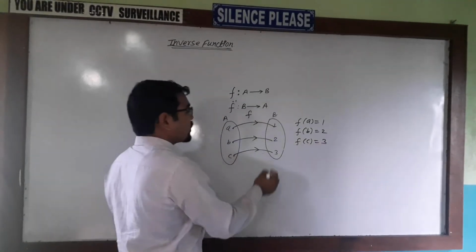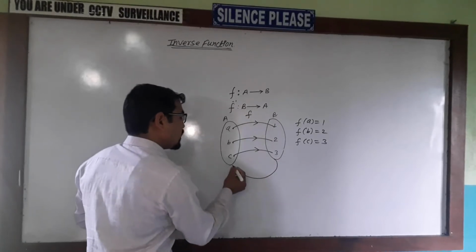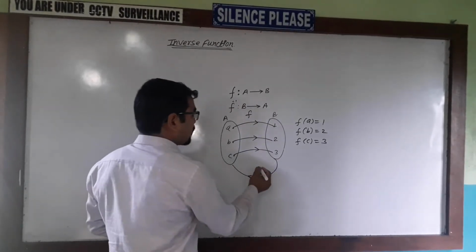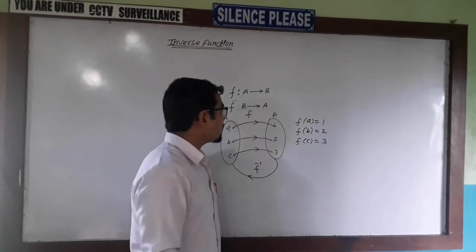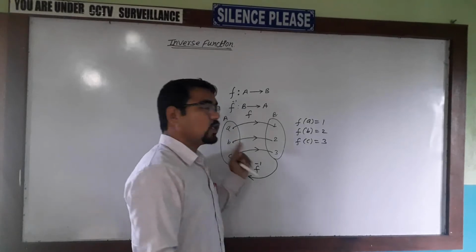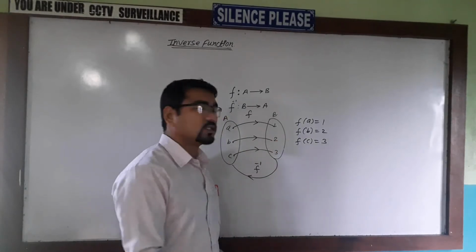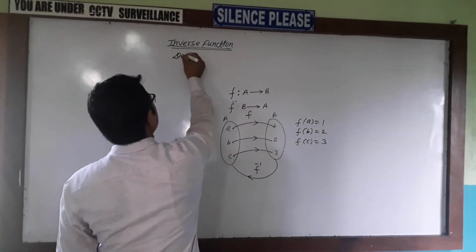So its inverse function is the function defined from B to A, which is denoted by f inverse. Like this we can define it. This function should be bijective, otherwise called one-to-one onto, for the inverse to exist. So all of you, we can define the inverse function like this.